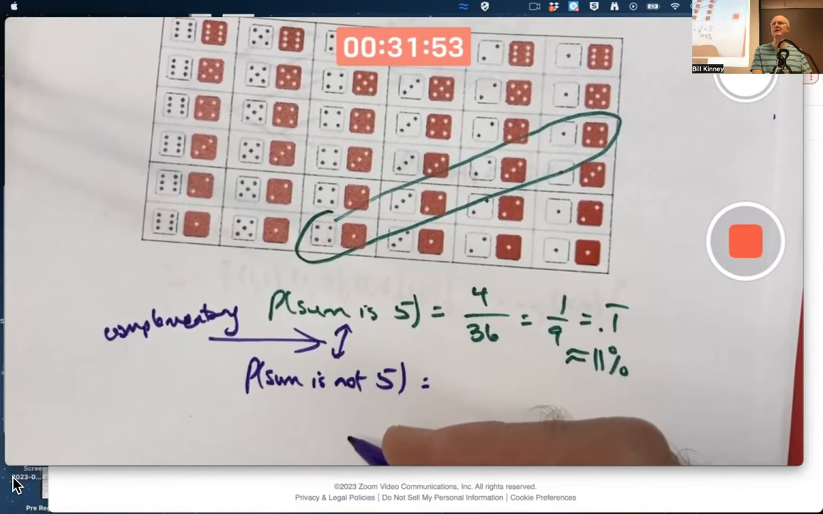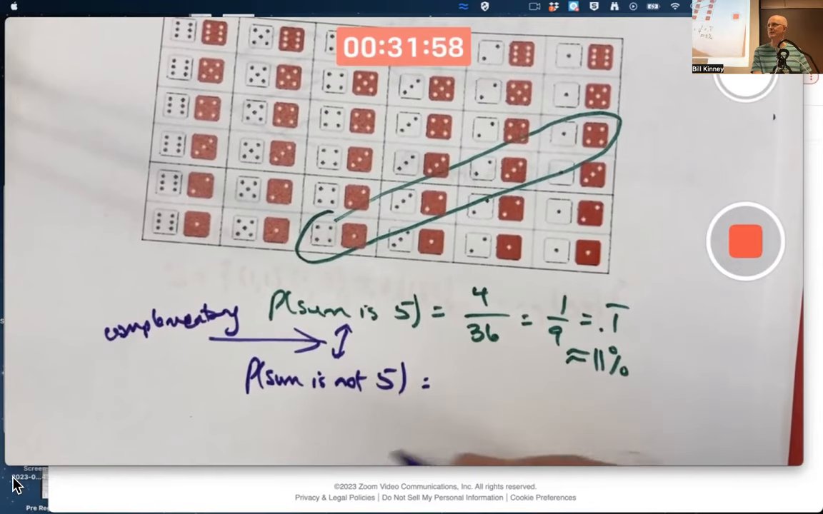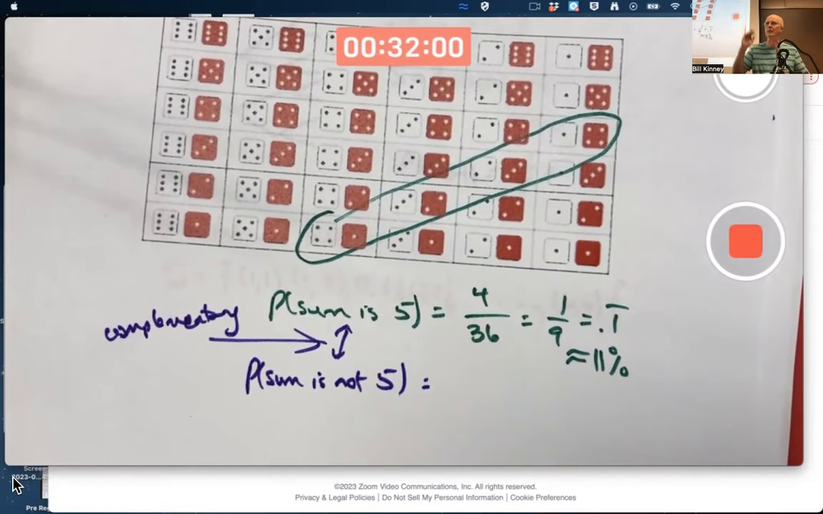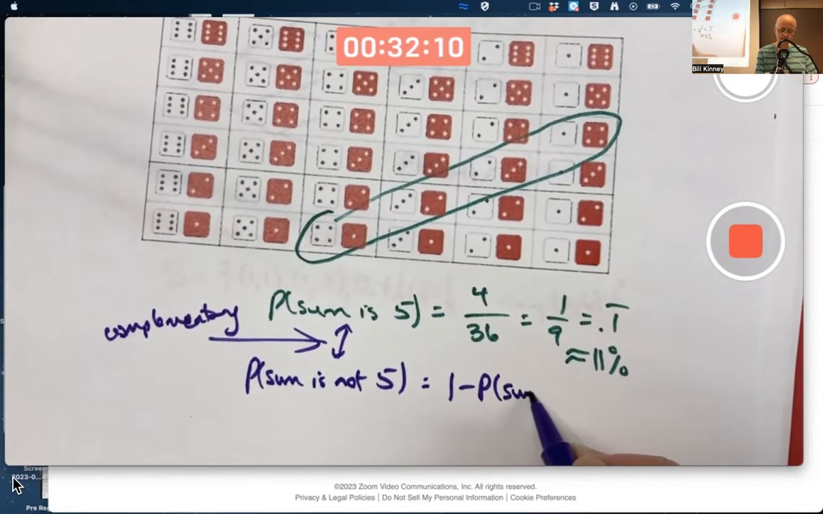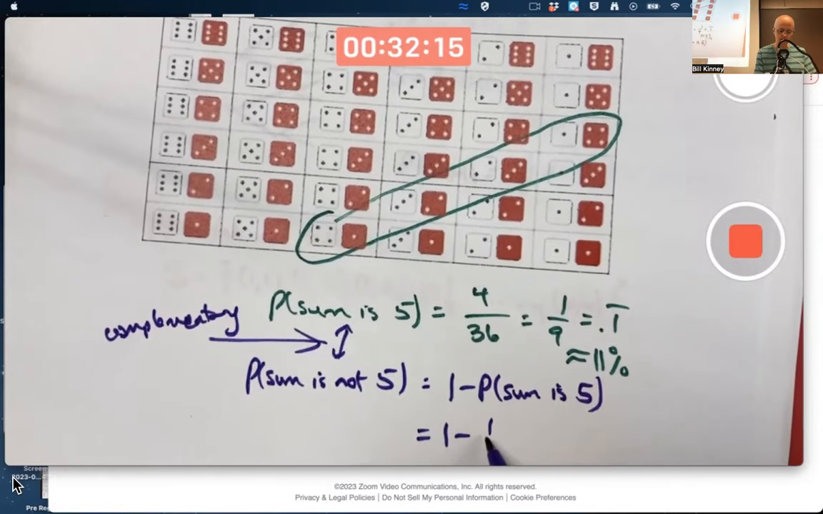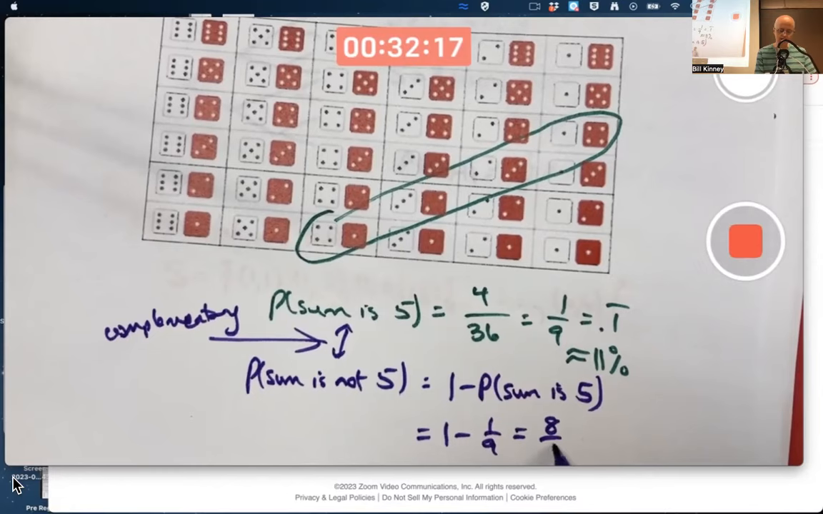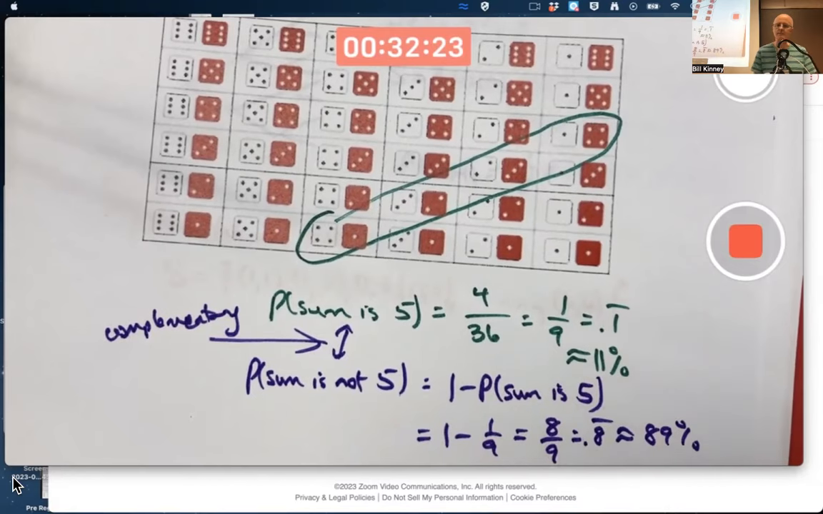And their union is the entire sample space. One of these two things has to happen when you roll two dice, ignoring gorillas coming through rooms and eating your dice. So because of that, I hope it makes sense. The probability is 1 minus the probability that the sum is 5. This is a chapter 2 idea as well. I've already emphasized it. About an 89% chance that the sum is not 5.